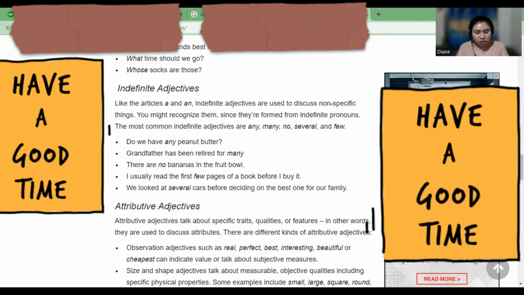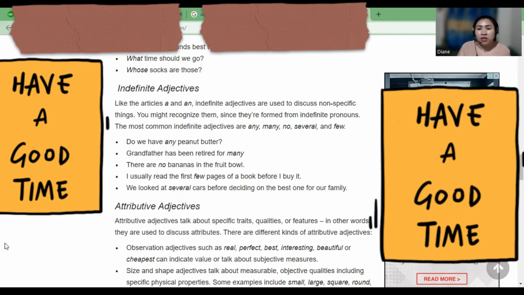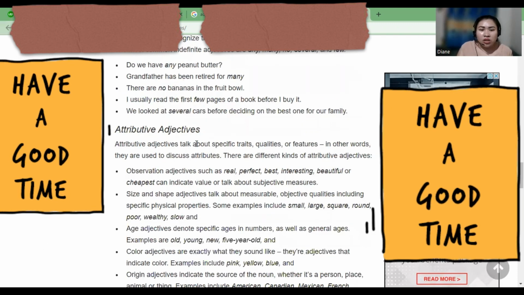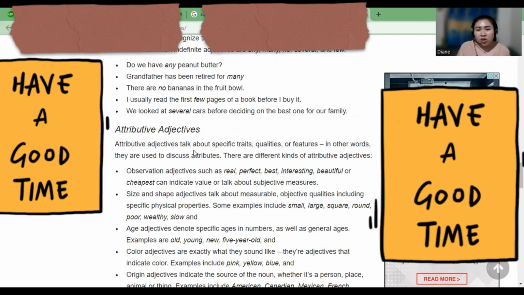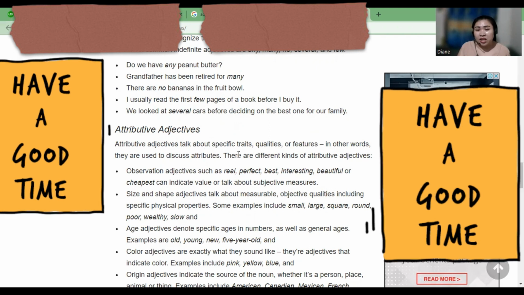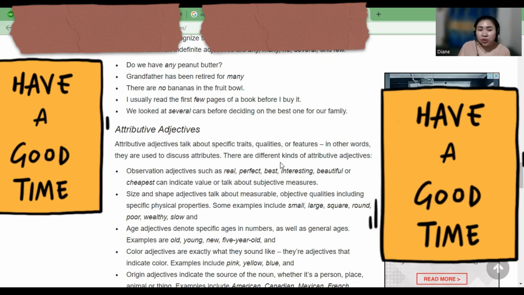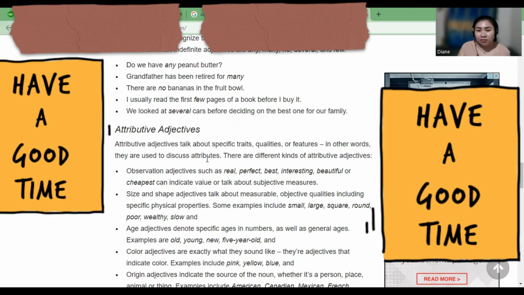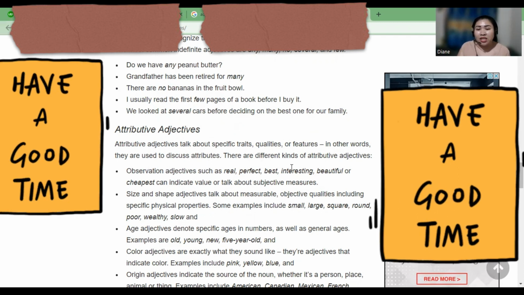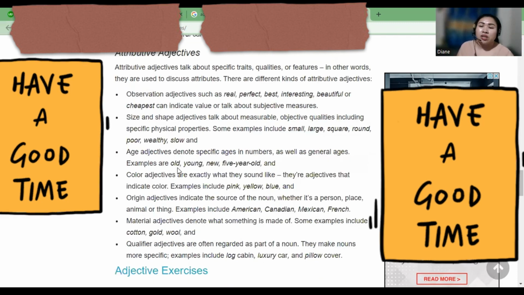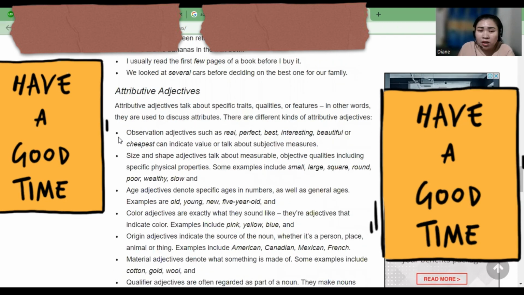Now let's move on to number 8. We have attributive adjectives. What are attributive adjectives? Attributive adjectives talk about specific traits, qualities, or features. In other words, they are used to discuss attributes. There are different kinds of attributive adjectives, and here we're going to get deeper.